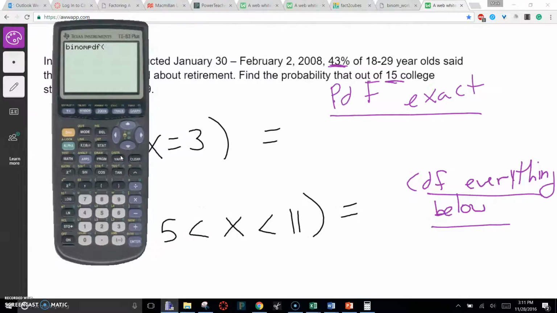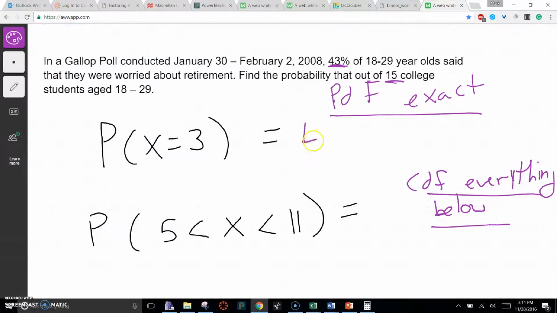And here's how you enter this stuff in. You enter your number of trials. Then you enter your percent success rate. Then you enter how many you want, and we want 3. When you put all that in, it will give you your percent. So we know this is about 4%. And again, this is PDF because it's an exact answer.